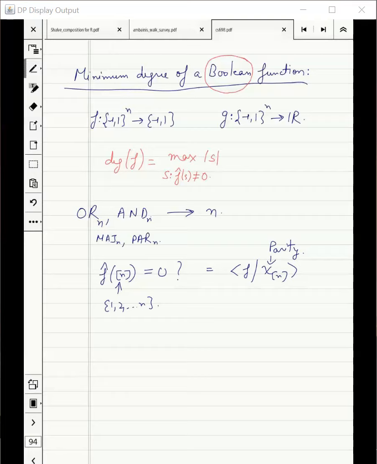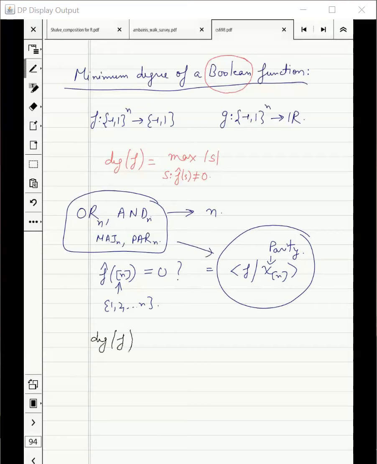Otherwise, you can easily find out that for all these functions which you have studied, OR, majority, parity, the degree of f is actually equal to n. You can take it as a very simple exercise, and you see that it is easy to check. You basically just have to check whether parity and this function f agree in their values or not. That's what you do. Make sense?